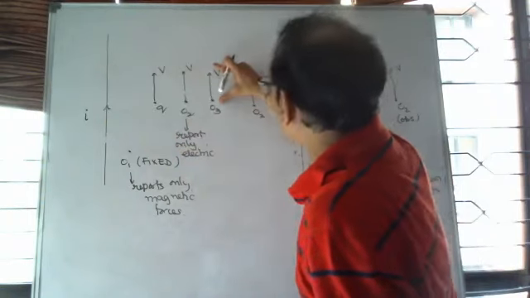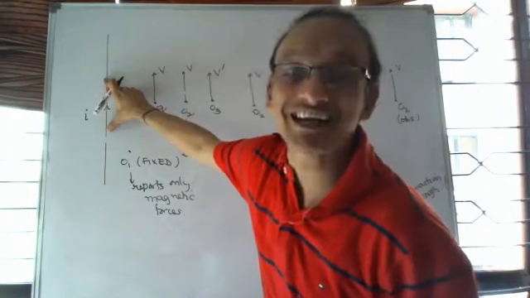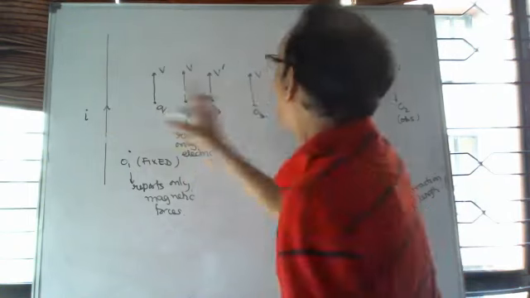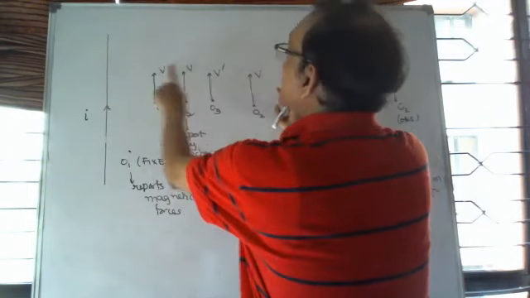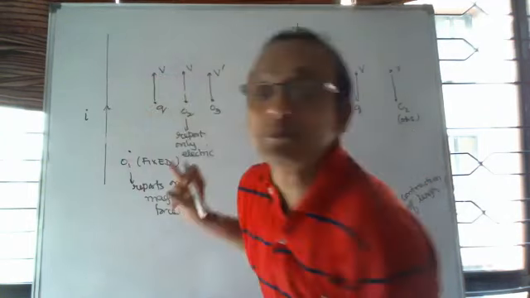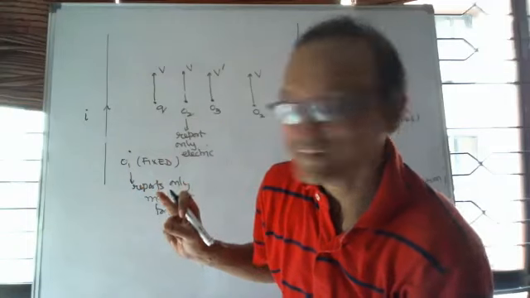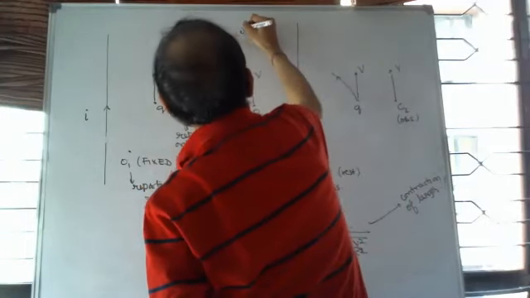Yes, sir. Will this guy think that there is net charge in the conductor? Yes, sir. The relative velocity of this guy with respect to this is not zero. So it will also report magnetic. So this guy reports magnetic as well as electric.